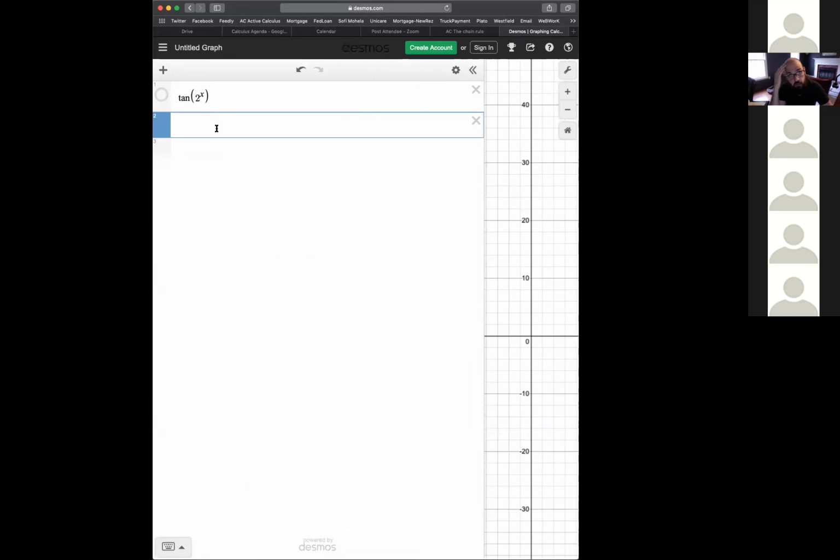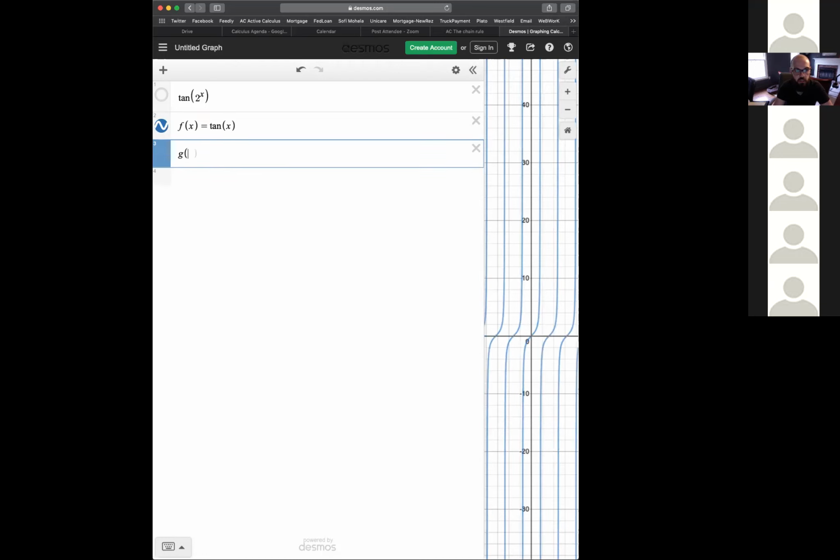So what I could do is check, hey, this is tangent of 2 to the x. My inside function, my f of x here would be 2 to the x. Sorry, we were doing it the other way. So our outside function in this case is going to be tangent x, and our inside function is going to be 2 to the x.